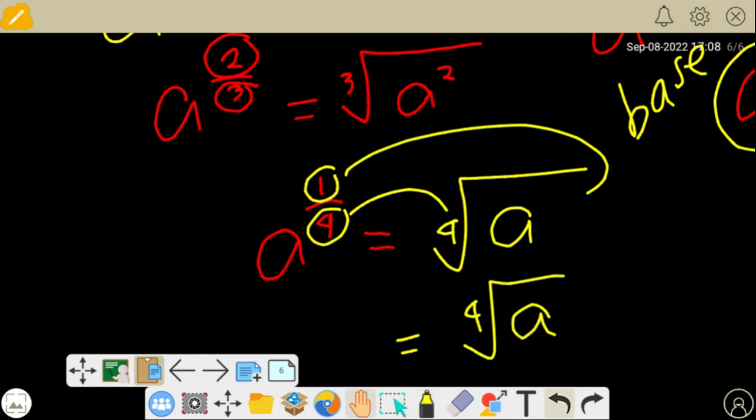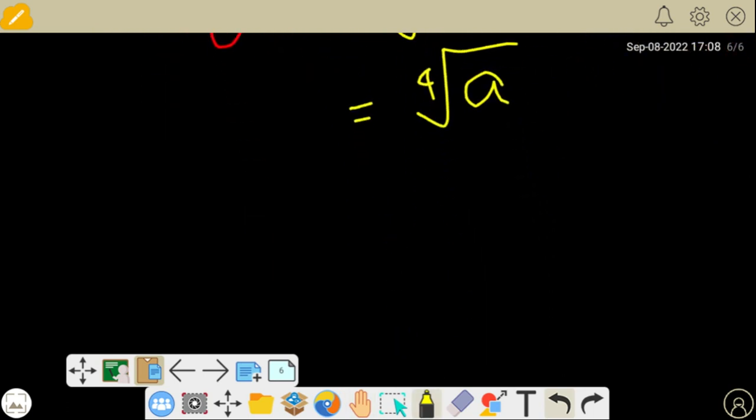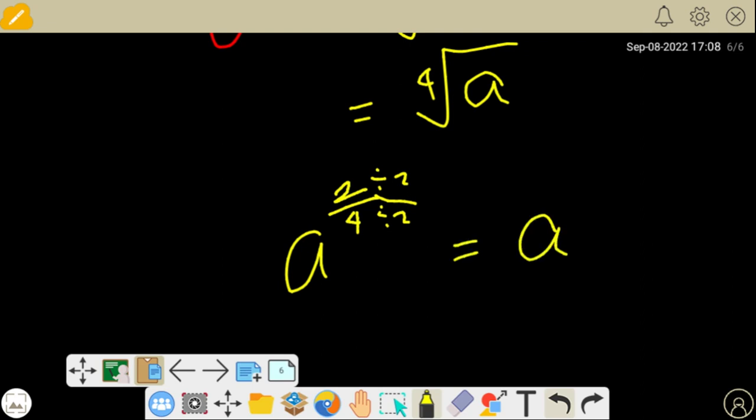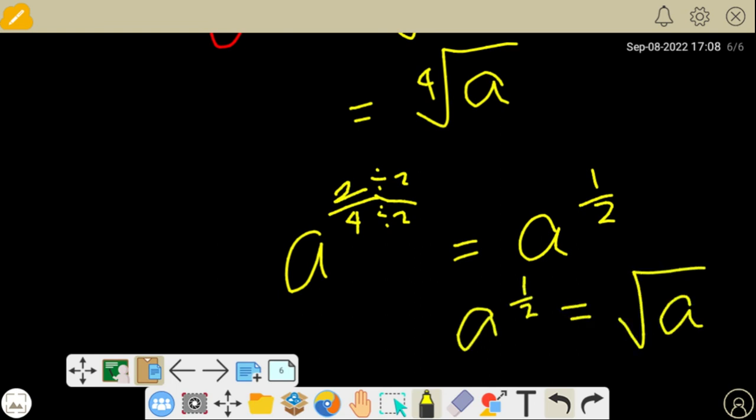Another, what if we have a raised to 2/4? So 2 over 4 can be reduced, we divide both by 2, to 1 half. So a raised to 1 half is equal to the square root of a.